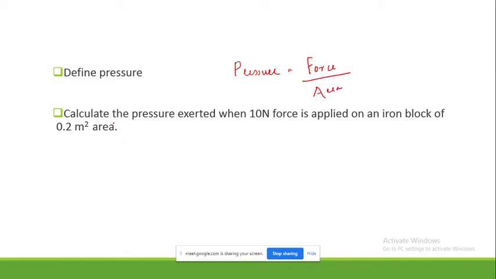So now calculate the pressure exerted when 10 Newton force is applied on an iron block of 0.2 meter square area. So can you try that? You all solve this problem. I think it's a similar problem. So here, what are the things we are given? We are given that force 10 Newton is applied on an iron block, and the area of the iron block is given, it is 0.2 meter square. So now what is pressure? Tell me what is pressure.